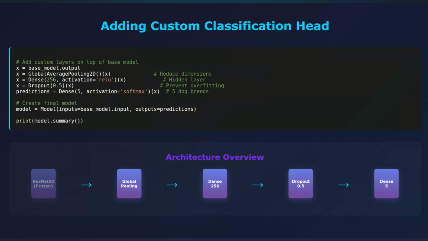Finally, our output layer has 5 neurons with softmax activation, one for each dog breed. Next, we have the model summary. We have millions of parameters in the base model, but we're only training the final layers. That's the power of transfer learning.